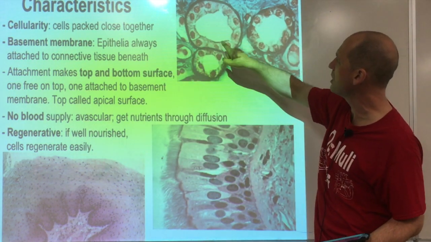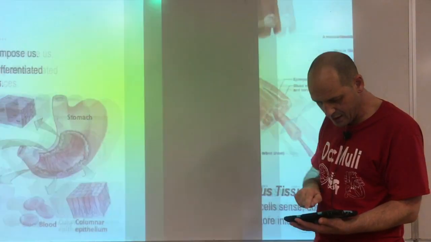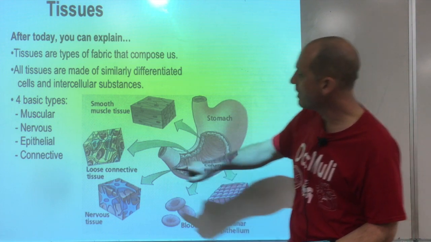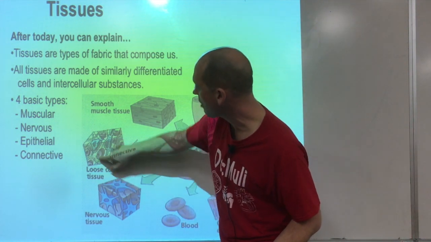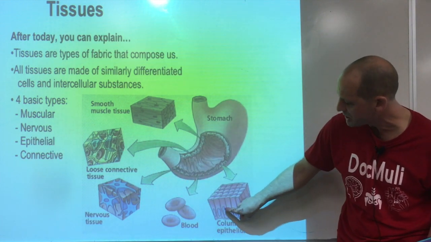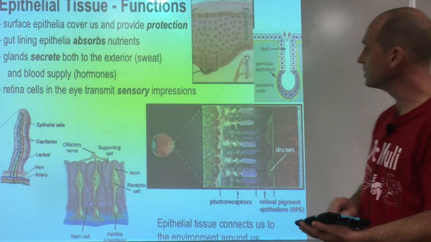You have one cell, one cell, one cell. There's not a lot of other stuff in there. In other tissue, here's a cell, and then there's a lot of stuff around. In epithelial tissue, it's like cell, cell, cell, cell, cell. That's what that means. There's no extracellular matrix at all.